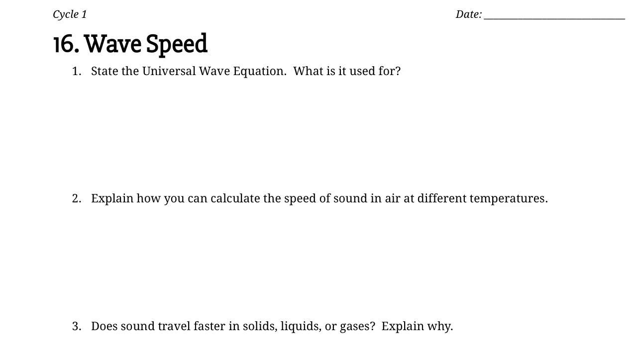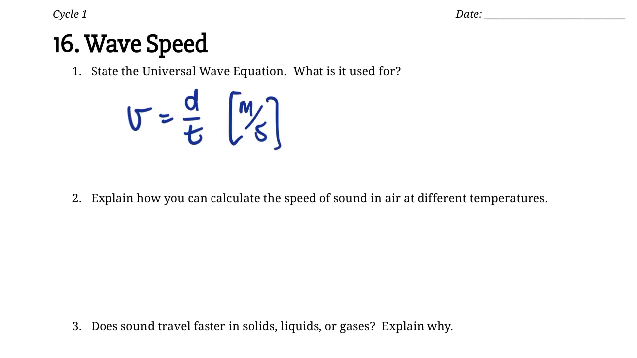The universal wave equation is a very important equation that tells us the speed of a wave if we know some of its characteristics. To come up with this equation, let's start off with what we know as speed. We know that's just distance per time, and our units for that are meters per second.